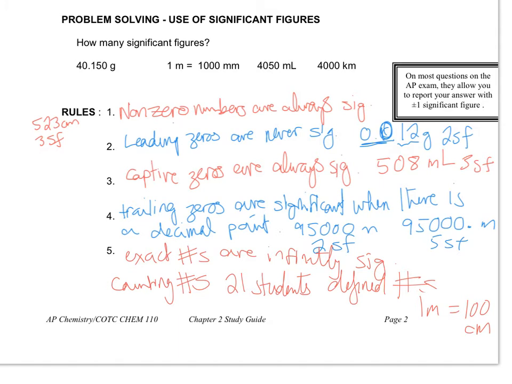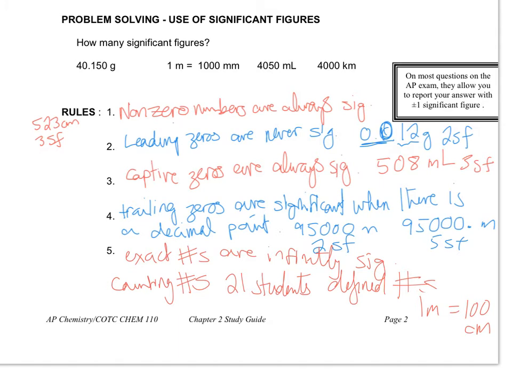Now, not all conversions are defined values. For example, 1 inch is 2.54 centimeters. That is not defined. That is a measured value. So they took an inch, and they took a centimeter ruler, and they measured how much an inch is in centimeters. And they recorded that to be 2.54. That is measured, that is not defined. So only defined values are infinitely significant.